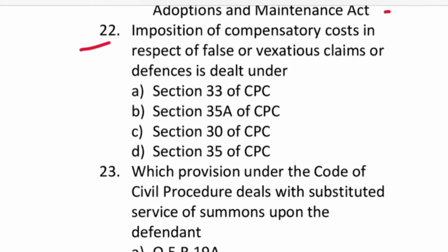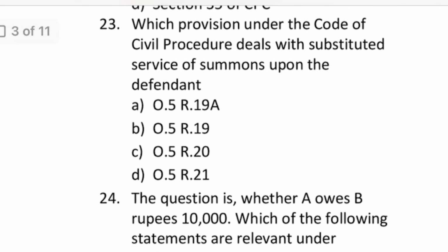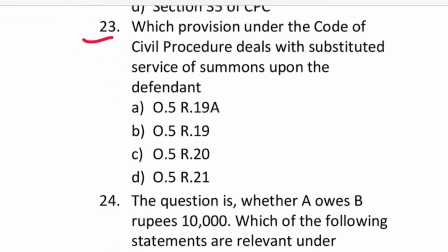Next 22, imposition of compensatory cost in respect of false or vexatious claims or defenses is dealt under 35A of CPC. B is the answer. Next is 23, which provision under the CPC deals with substituted service of summons upon defendant? That is Order 5 Rule 20. C is the answer.